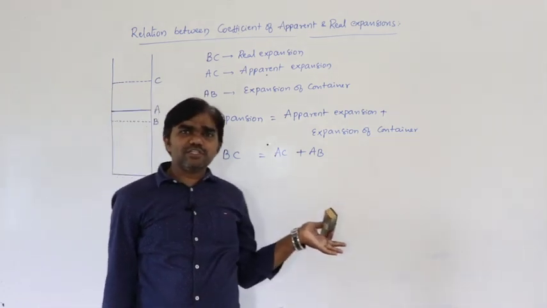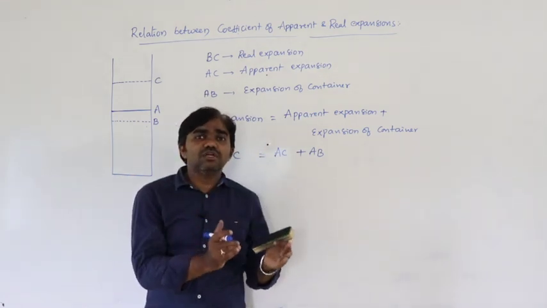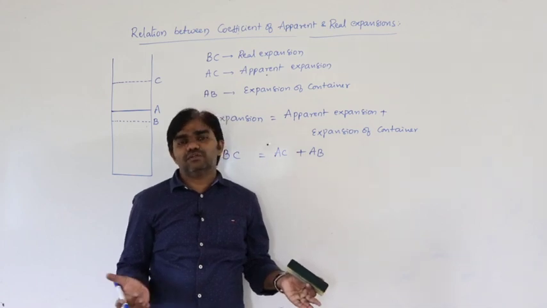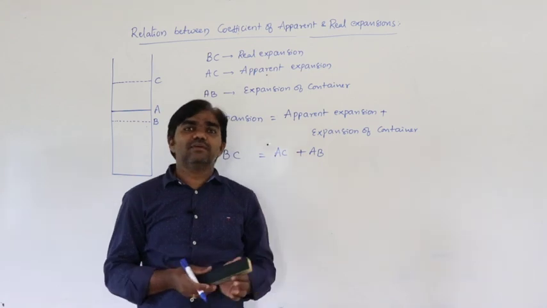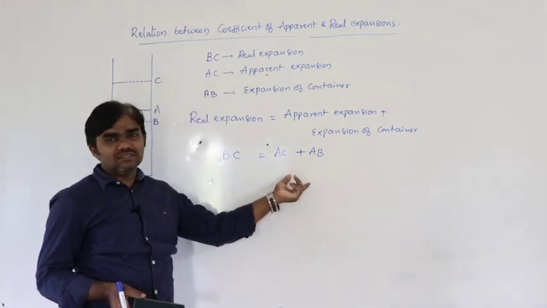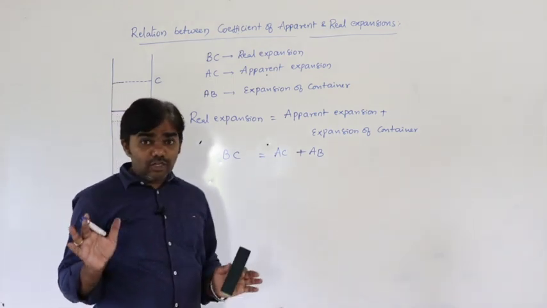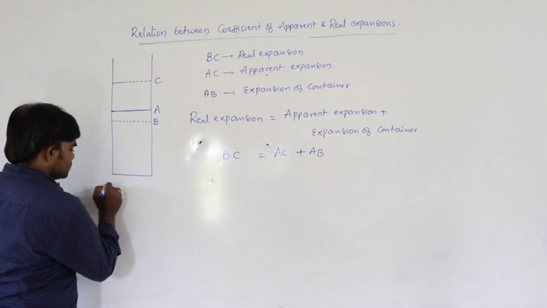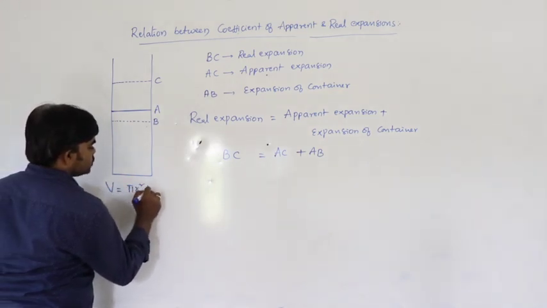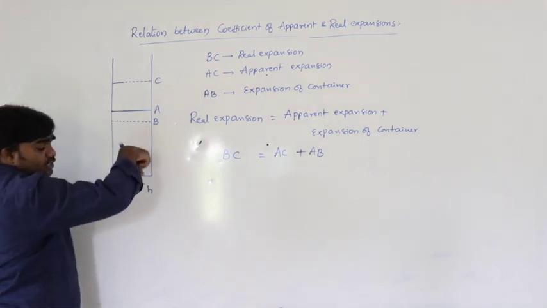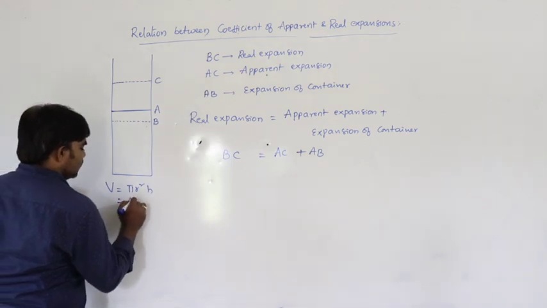What is the coefficient of apparent expansion or real expansion? Change in volume to original volume per unit rise in temperature. But it is only lengths. Then what can we do? Multiply with the volume formula, the volume of the cylinder. What is the volume of the cylinder formula? Pi r square h or pi r square L. H or L is the length of the cylindrical column.